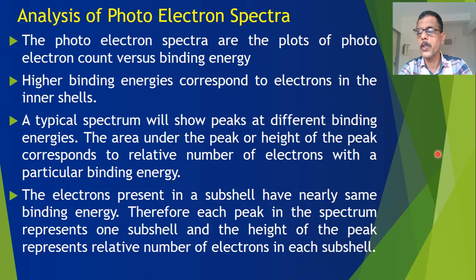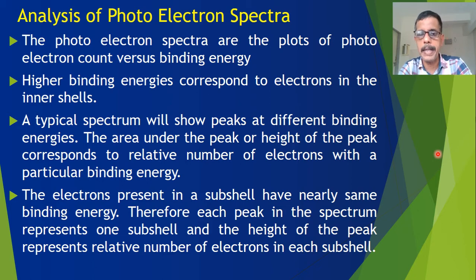As you already know, a photoelectron spectrum is a plot of photoelectron count versus binding energy. Photoelectron count means the number of electrons having the same binding energy. And you already know that higher binding energy corresponds to electrons in the inner shells, because the inner shells are attached to the nucleus more tightly. They require higher energy to remove. And lower binding energy corresponds to outer shell or valence shell electrons.